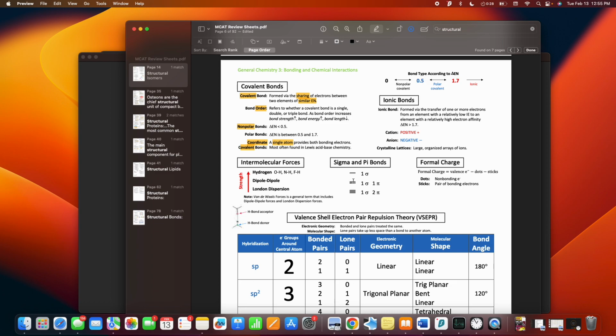And we have sigma and pi bonds, 1 sigma. This is easy. The formal charge. So this is the electronegativity. More than 1.7 is ionic. Between 1.7 and 0.5 is polar covalent, and non-polar is between 0 and 0.5. And ionic bonds are formed via the transfer of one or more electrons from an element with a relatively low ionization energy. So we'll come back to this later.